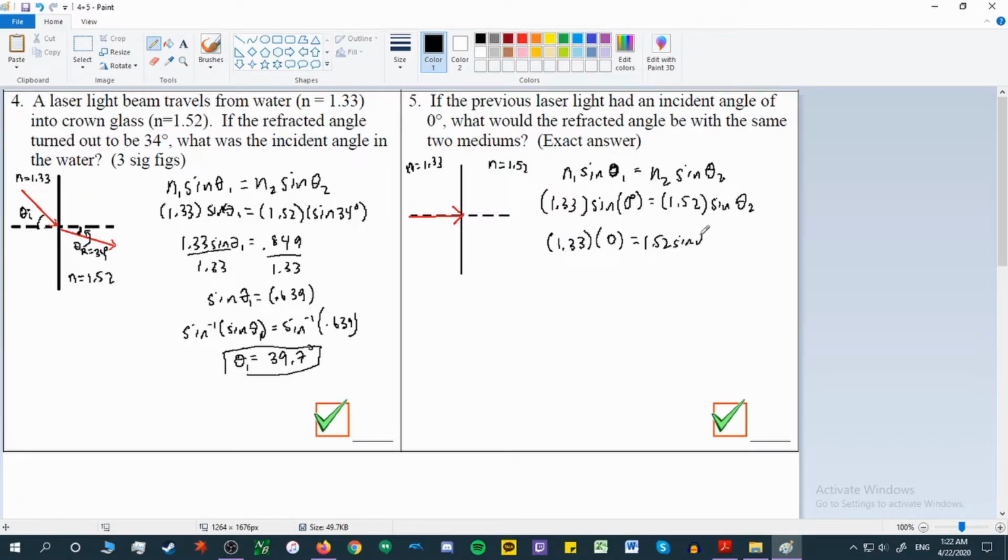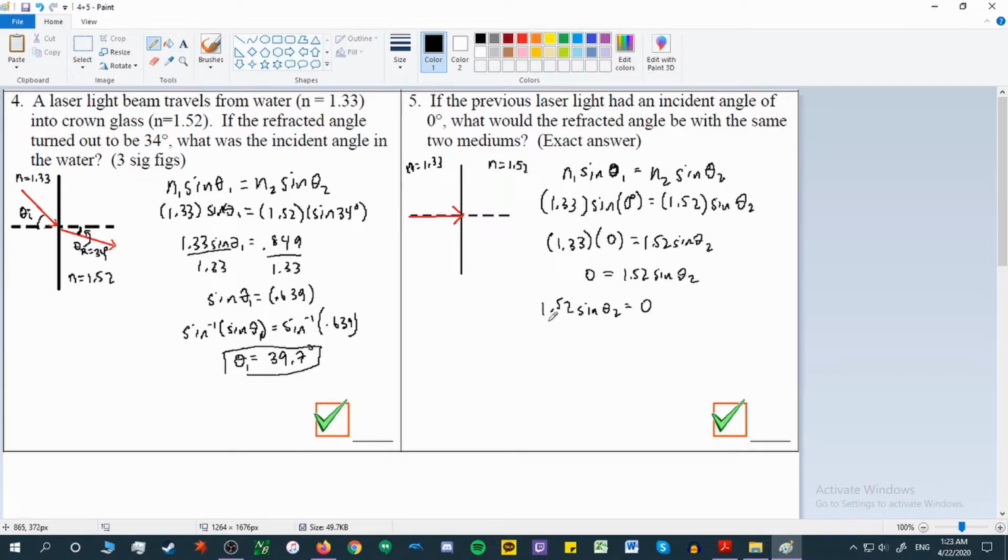1.52. Bring everything else down. 0 times 1.33 is equal to 0. Oh my goodness, my variable is on the right side. That won't do. I'm going to switch it over because of my OCD. Please forgive me.